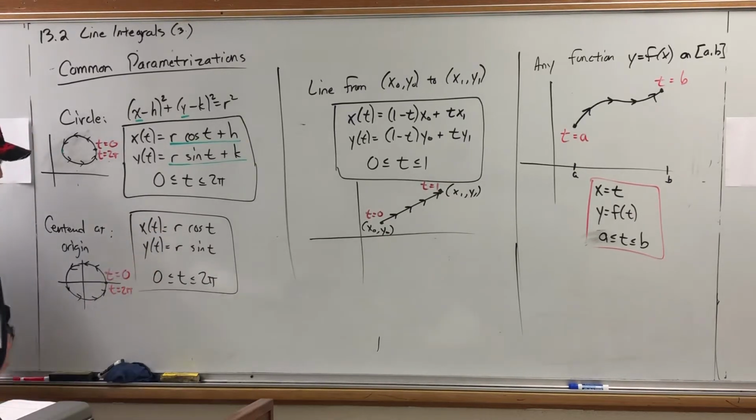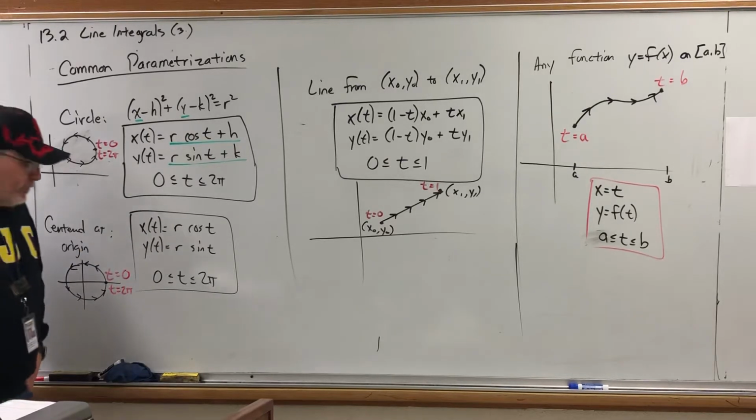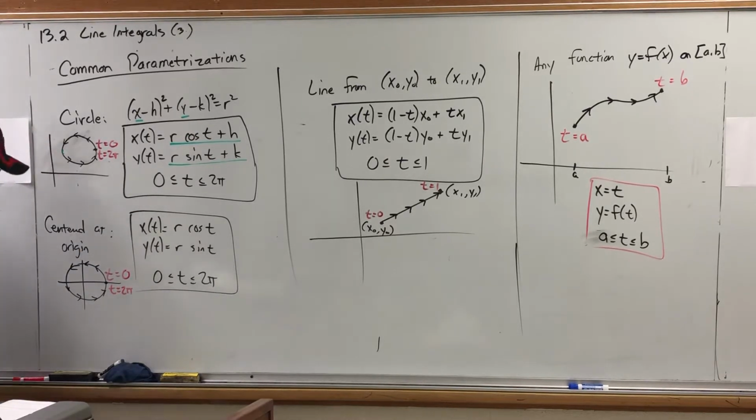And again, the interval of t values ranges from 0 to 2π, which takes you counterclockwise around the circle centered at the origin. There are ways to change the direction, and there are ways to start and end at different places. For example, if we switch sine and cosine, then we would start at the top and we would go counterclockwise. I invite you to explore that to make sure that what I just said is true.